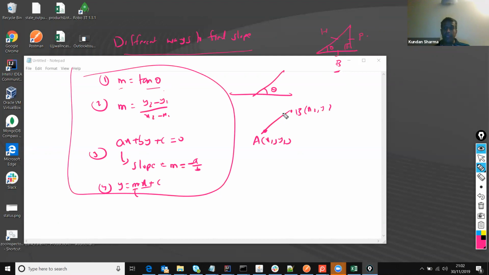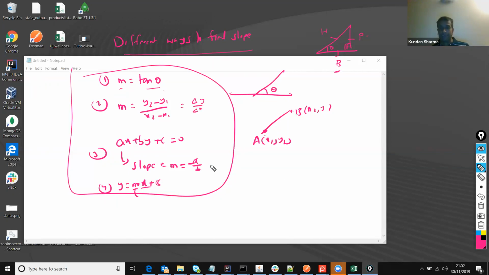And if you know any two given points on a line, if you know the coordinates, then how do you find the slope? You'll say difference in y divided by difference in x. Next form is, we said that if the straight line is given in the form of ax plus by plus c equals 0, you can calculate the slope by converting that into the slope-intercept form, which is y is equal to mx plus c. So we derived the formula and we said that slope will be m is equal to minus a by b.